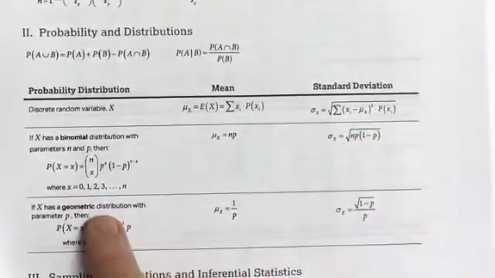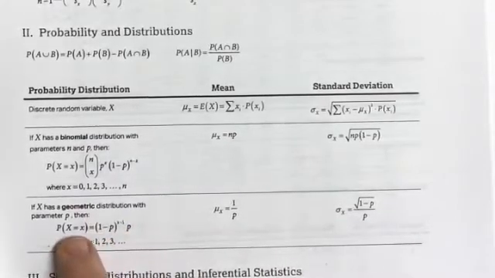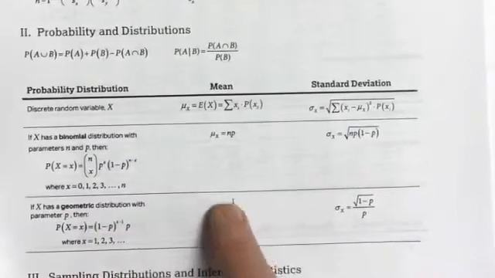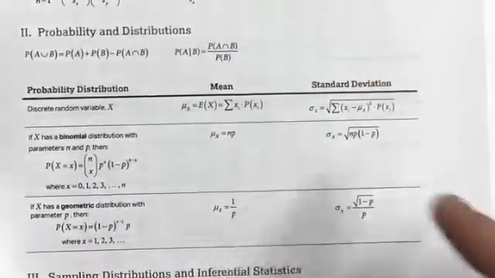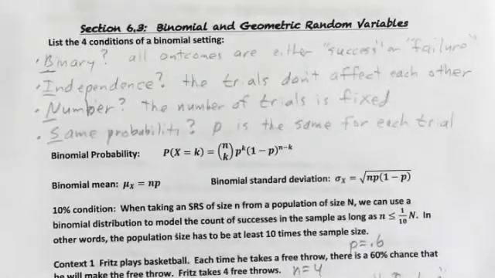And then geometric, which is the end of section 6.3, which we're going to talk about in a little bit. There's your basic calculation formula. There's your formula for the mean, and there's your formula for the standard deviation. So remember that these are on your formula sheet.